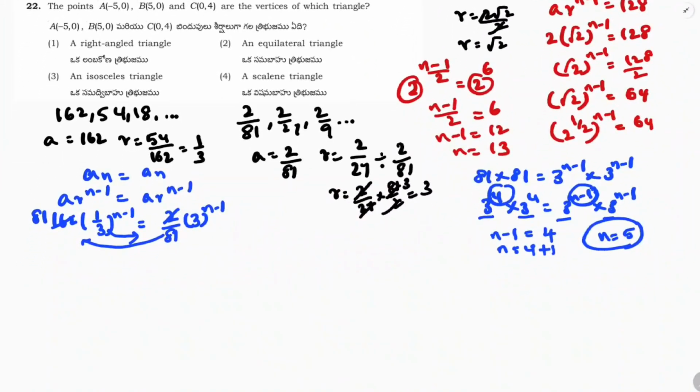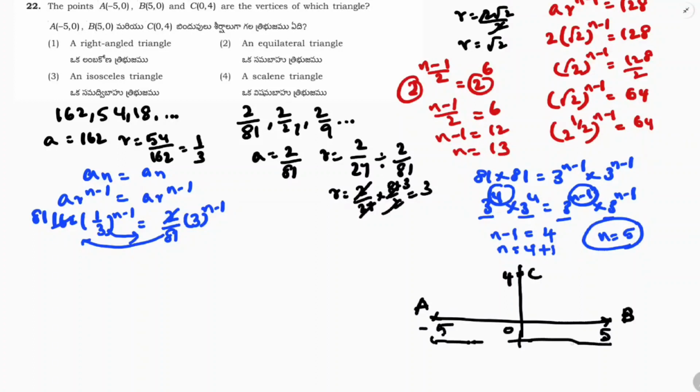Next, the points A, B, C. If we draw the graph directly, you can decide it's an isosceles triangle. Here minus 5 is here, 5 is here, and 0 comma 4. So A is this one, and B is 5, B is here. Now C is 0 comma 4, which is here. If you join, this distance is clearly 10, minus 5 to plus 5 distance is 10. If you join like this, these two distances are equal, this equal to this, and it is an isosceles triangle, only one option we have.